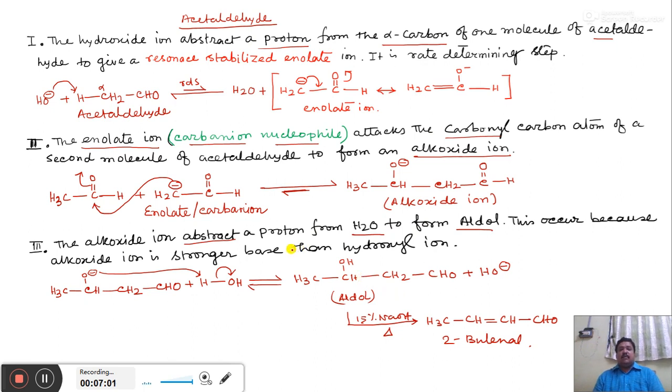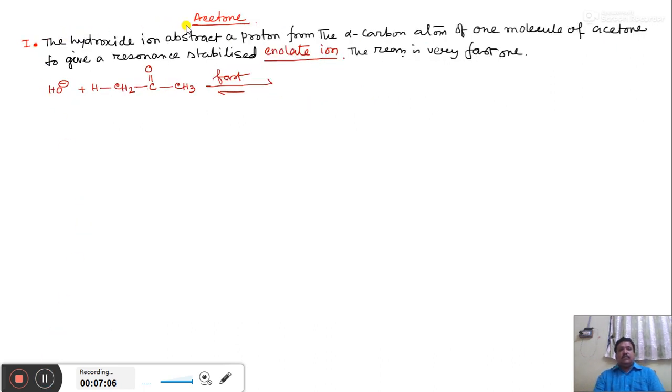Now next one, the mechanism of acetone. In the first step, when acetone is involved in aldol condensation reaction, the hydroxide ion abstracts a proton from the alpha carbon atom of one molecule of acetone to give a resonance stabilized enolate anion. Now this HO minus anion abstracts an H plus ion from acetone, which contains an alpha hydrogen atom, to form H2O and resonance stabilized enolate anion.